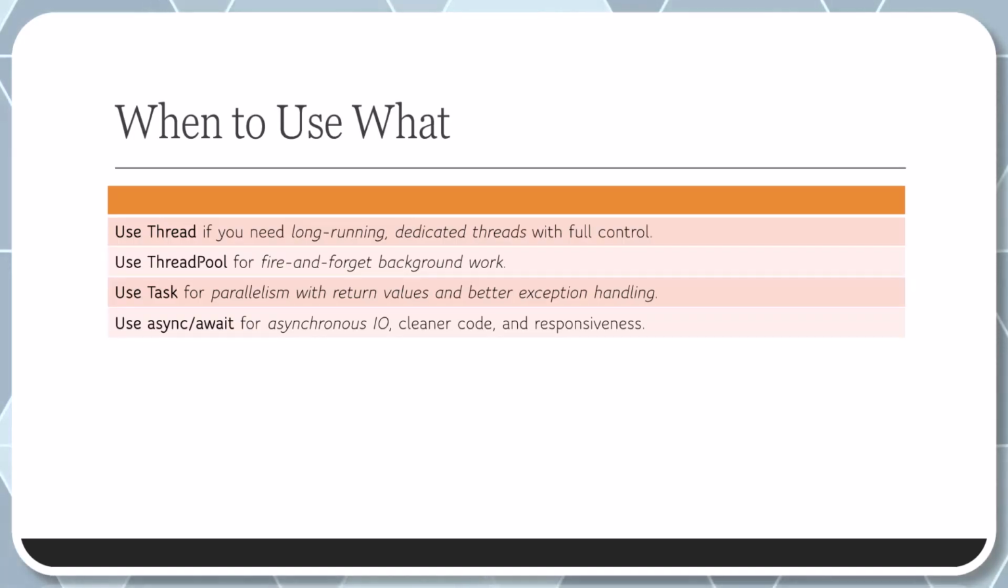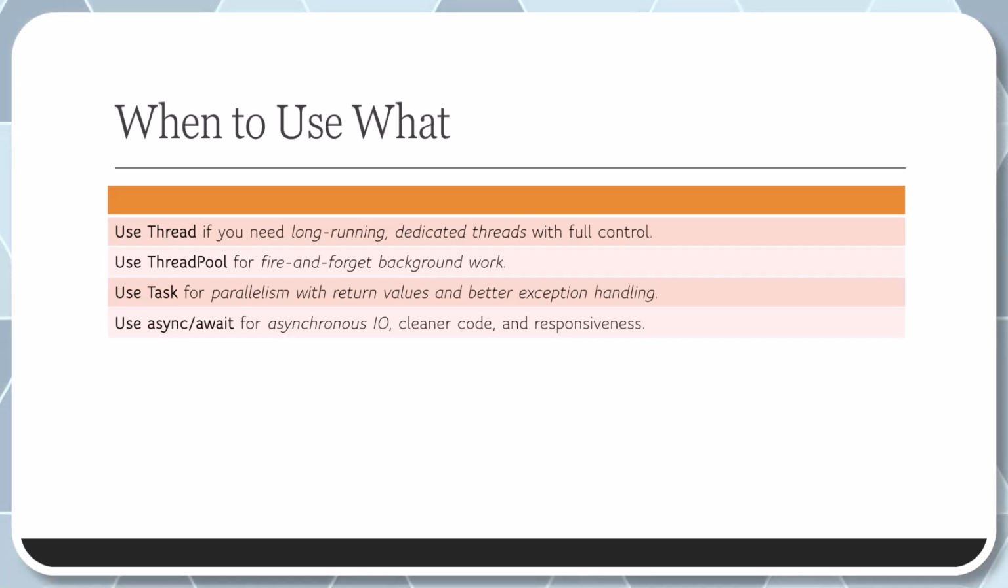So we studied threadpool, task, async, and await. But we need to have clarity in mind about when to use which threading mechanism. We use thread for long running tasks and dedicated threads, when we want more precise control. And we use thread pool when we want to just fire and forget, when we don't want a return value and all. Usually these days in .NET we end up using task and async await.